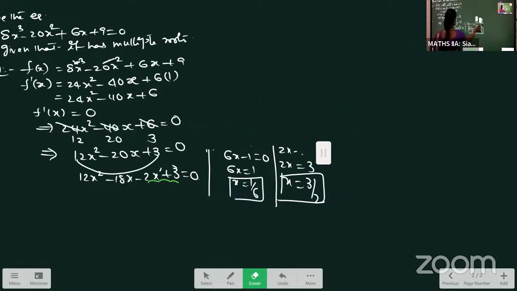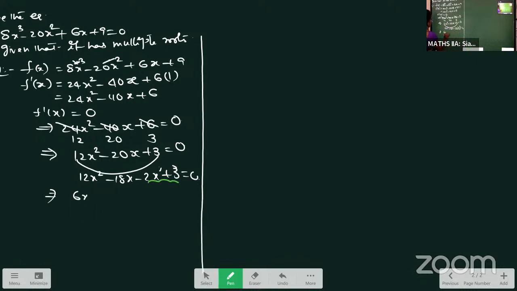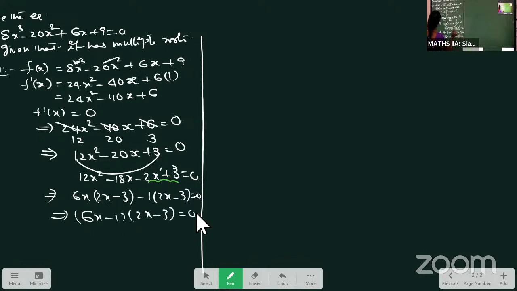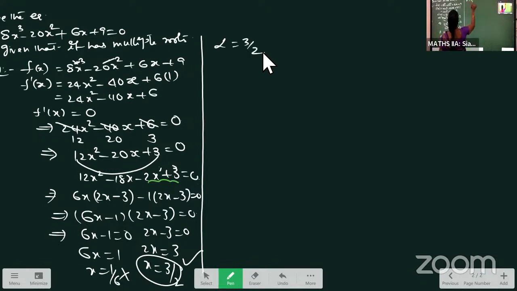Wait for a while. The same thing I am writing here for the sake of keeping the place. Take 6x as the common, then 2x minus 3 and take minus 1 common, 2x minus 3 is equal to 0. Then 6x minus 1 and 2x minus 3 is equal to 0. Then 6x minus 1 is equal to 0, 6x is equal to 1, x is equal to 1 by 6. And 2x minus 3 is equal to 0, 2x is equal to 3, x is equal to 3 by 2. This is only correct and don't take the other one. So, take alpha is equal to 3 by 2.